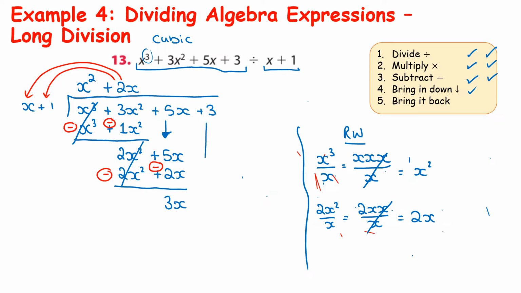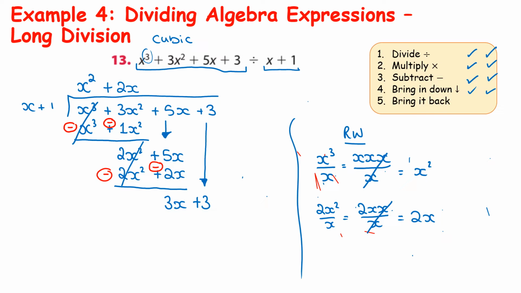And now I bring it on down, so I'm bringing down that last piece, that plus 3, and I'm going to start again. So now I do my divide. My divide is the first term by the first term. So my first term is 3x divided by x, so that gives me 3. It's just 3, which means it's a plus 3.